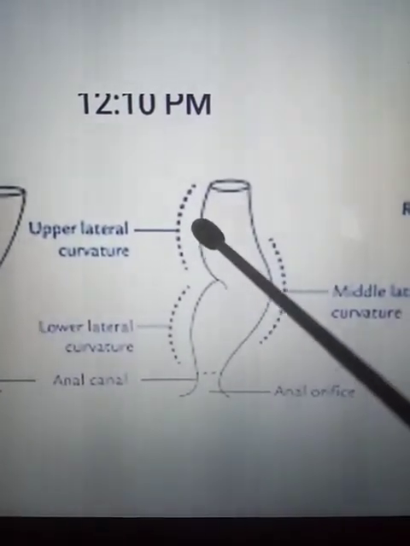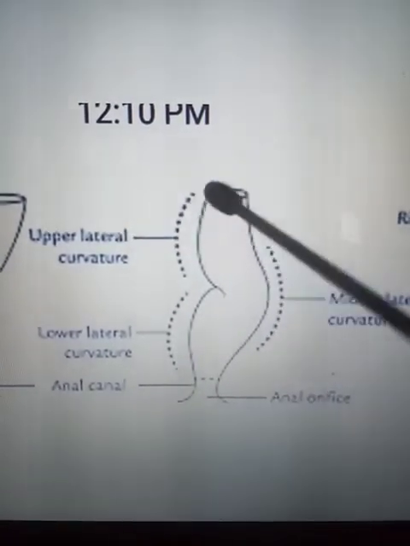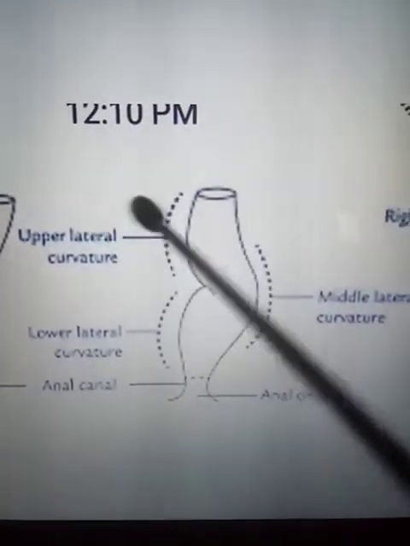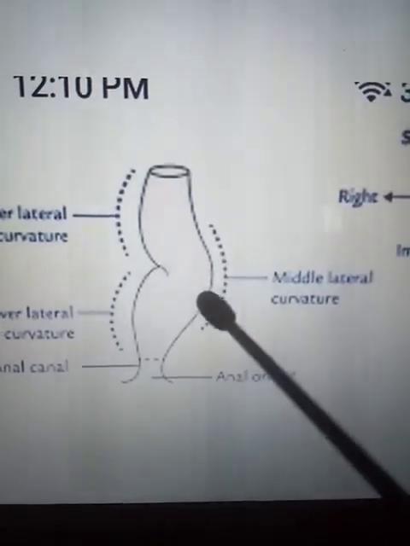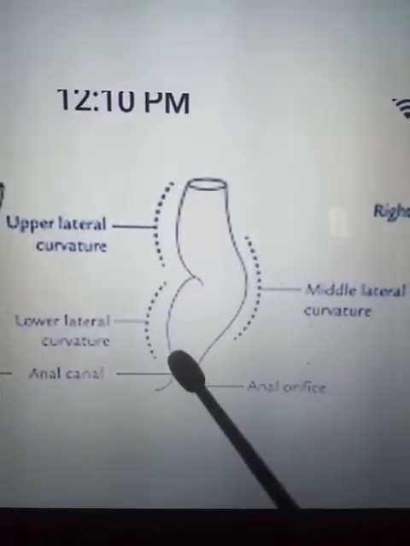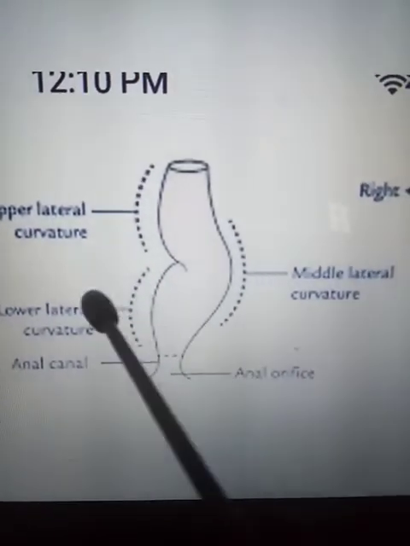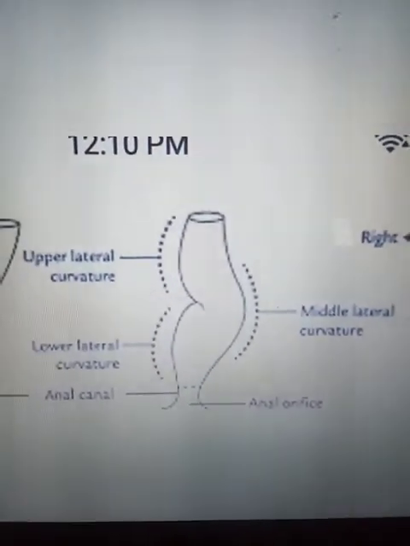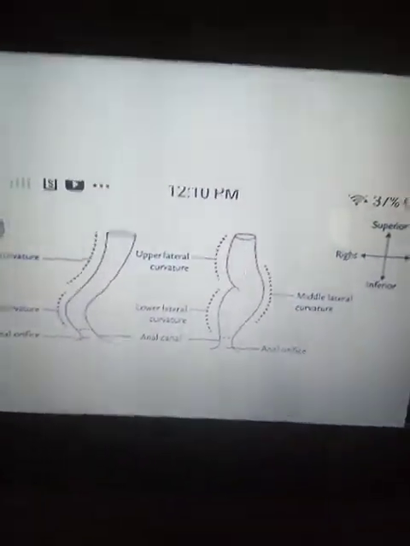Upper lateral curvature convexity towards the right, middle lateral curvature convexity towards the left, and lower lateral curvature convexity again towards the right. These were the curvatures and course of the rectum.